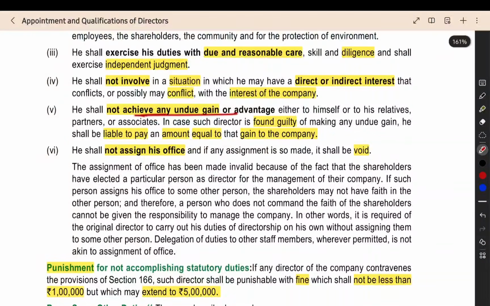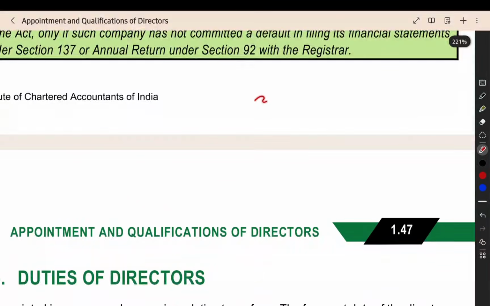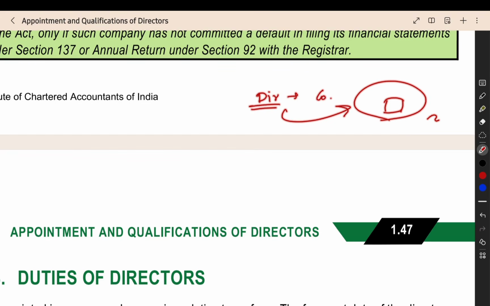Then they should not achieve any undue gain or advantage by using the company. They should not assign the office, and if they do like that, it will be void. Assignment means, for example, I am a director in this particular company, I am in the position of the director, and after me, this person will become the director. Like that, you cannot do the assignment.